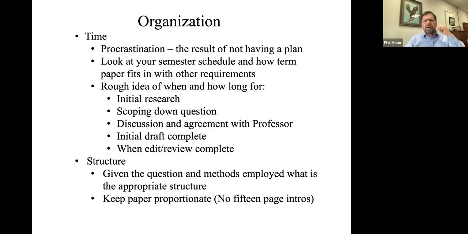Now we get to the structure. I've got different slides on the actual structure, but the structure of the paper kind of depends upon the method that you're using. Pick a structure that works for you. I'm going to talk about one specific, but one of the big benefits of structure, I think, is it prevents your paper from becoming distorted.